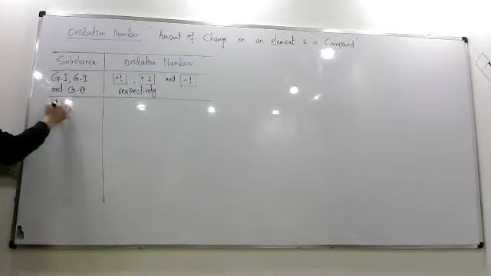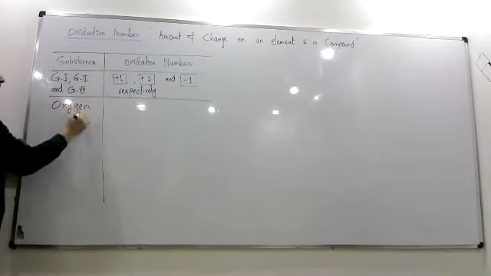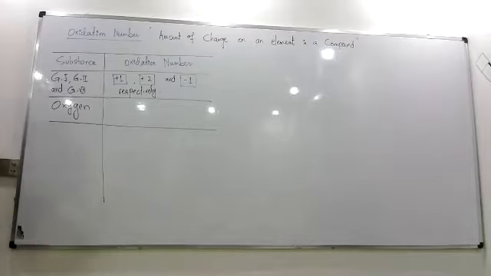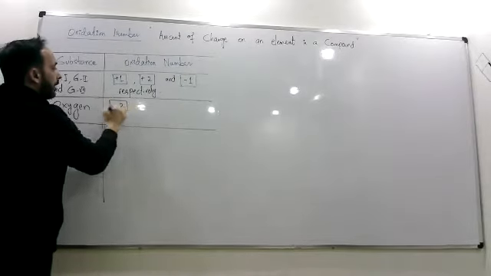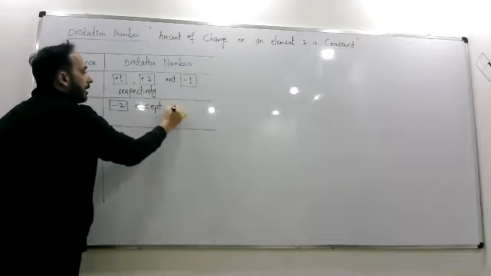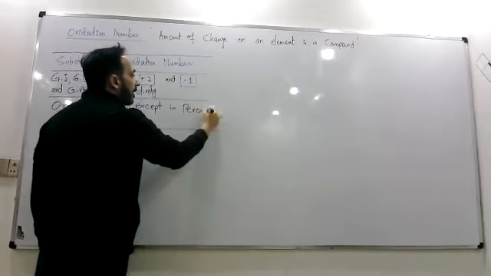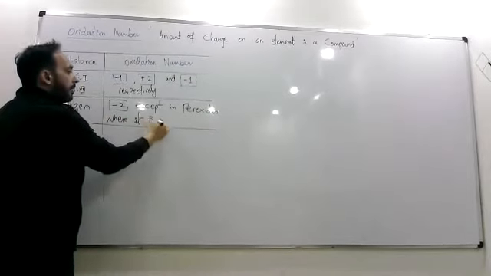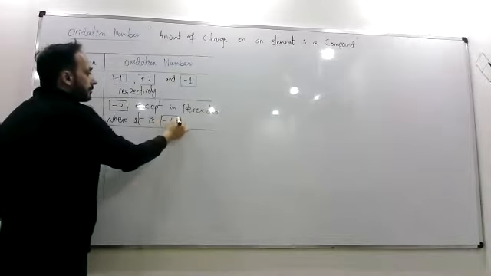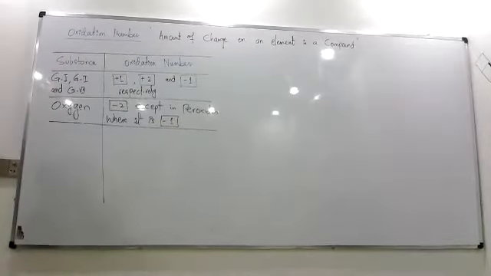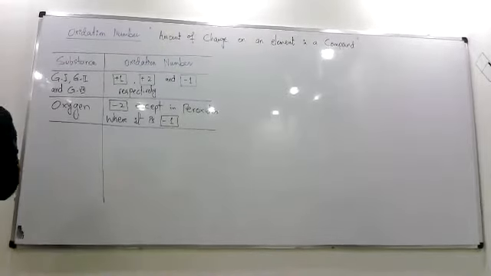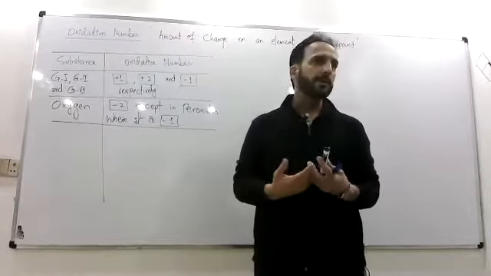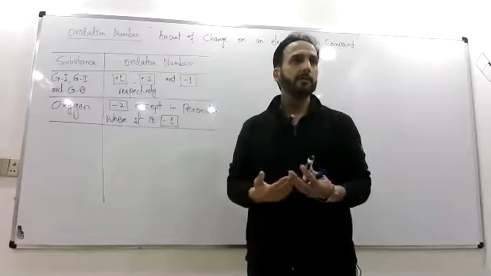Okay, so the next is oxidation number of oxygen. The oxidation number of oxygen is -2, except in peroxides where it is -1. Like oxygen will always be -2, but in peroxides, oxygen becomes -1. Peroxides are like compounds of oxygen which are different from normal oxygen compounds.